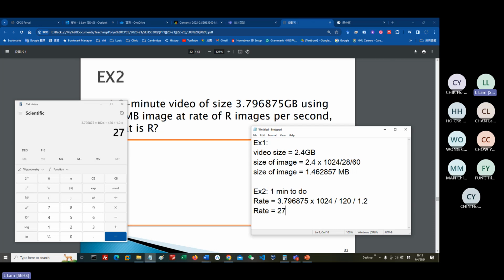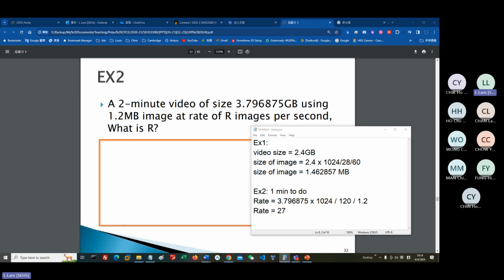So this is the answer for question 2, and I think it's quite obvious and straightforward.